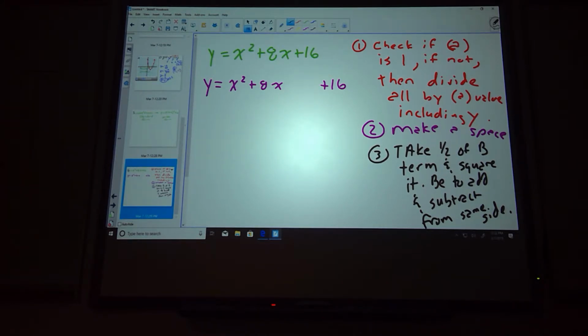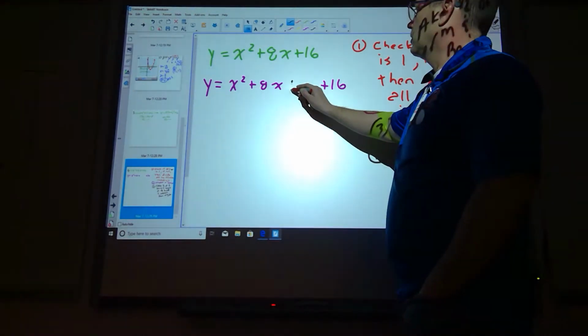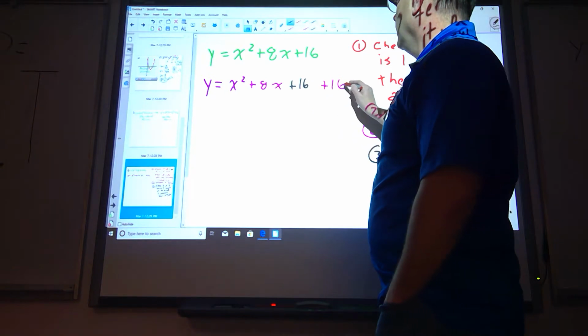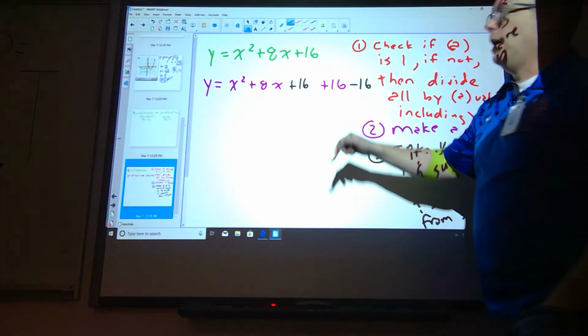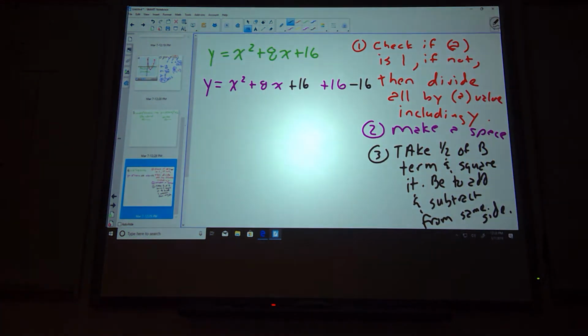Take half of b. What's my b value? 8. What's half of 8? 4. What's 4 squared? 16. So I'm going to go plus 16. And I'm going to go minus 16. Can you see how I just added it and subtracted it from the same side? Does that make sense?